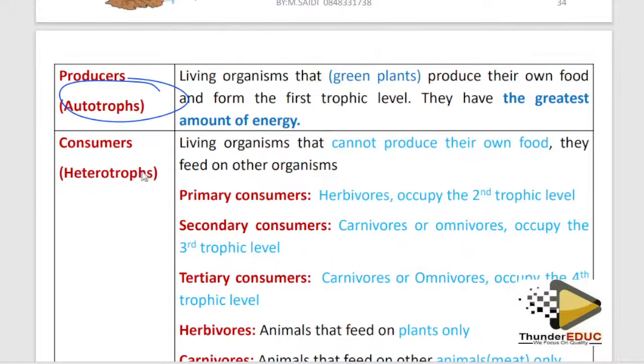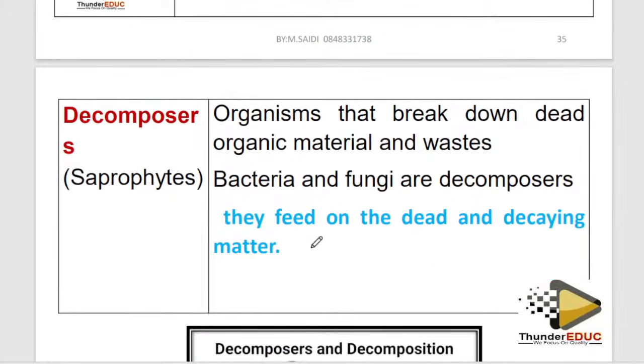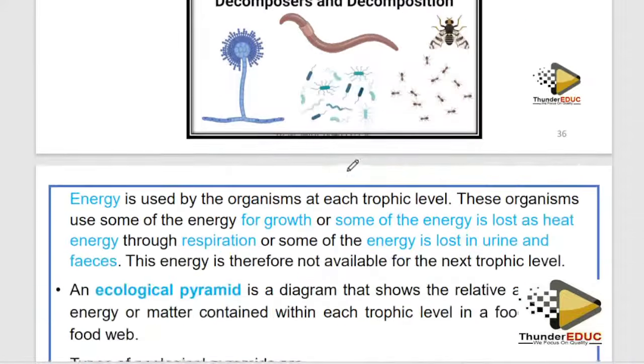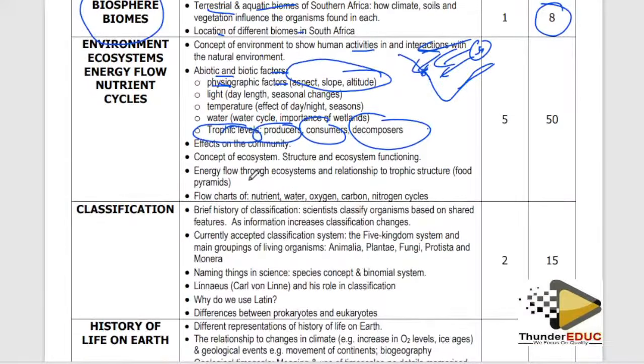Trophic, we like to bring this in the terminologies. Autotrophs, organisms which can produce their own food. Heterotrophs, organisms which feed on other organisms. Decomposers, organisms which break down dead organic matter, like the saprophytes, the bacteria and so on. So please go when you know. When you come back to the highlights here, I think we are done.